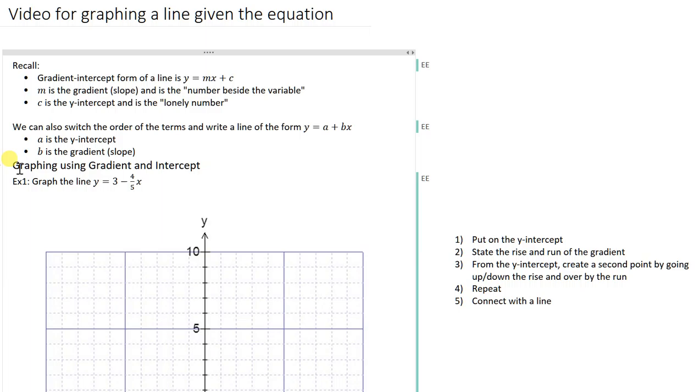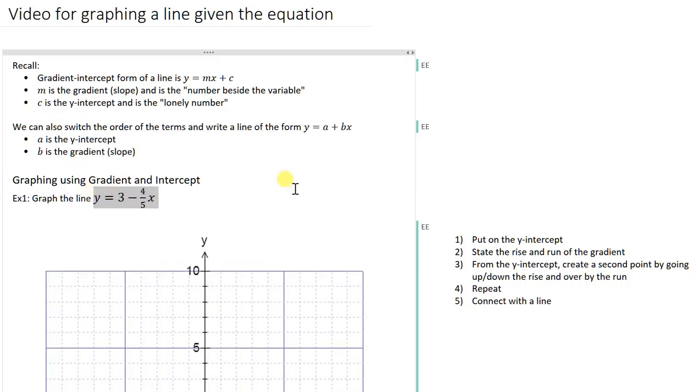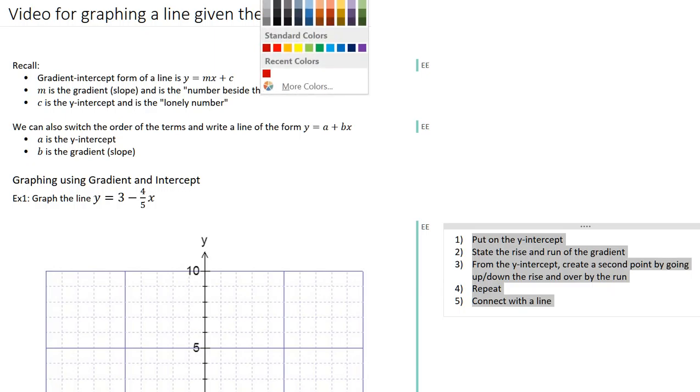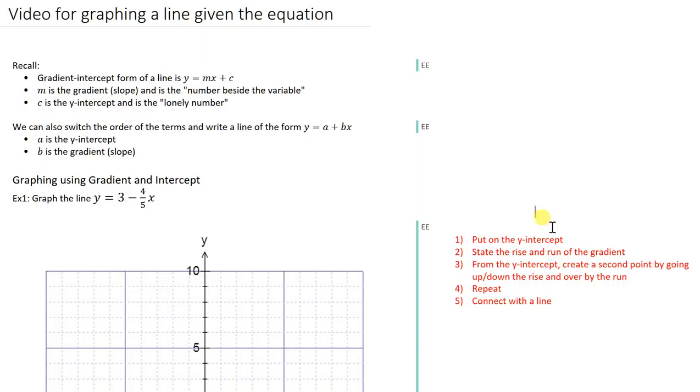So our first strategy we're going to do today is graphing using the gradient and the y-intercept. The example we're going to start with is right here. Graph the line y equals 3 minus 4 over 5 times x. Okay, so that's what we're going to graph. To start, we've got a beautiful graph to draw it on below. So I'm just going to highlight these steps for when we're given numbers that are nice and simple and a relatively small graph; this is a strategy to go for.